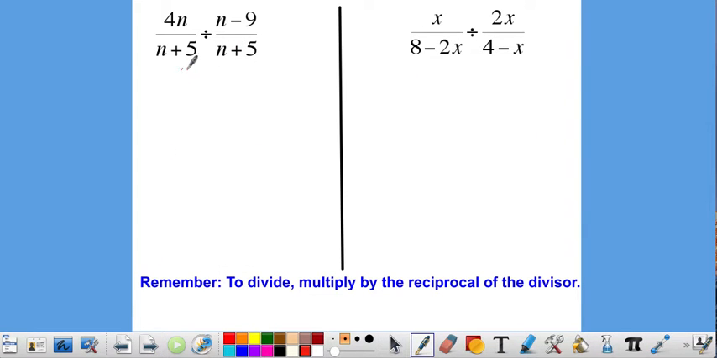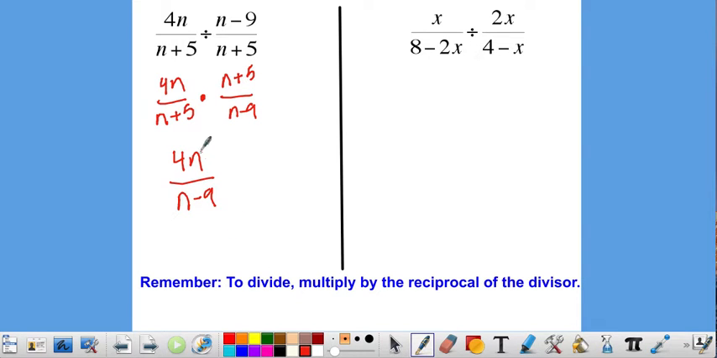So now we're going to do some division. Pretty much the same game, only remember we're going to multiply by the reciprocal to start. So 4n over n plus 5 times n plus 5 over n minus 9. Our n plus 5s are going to cancel, so we're left with 4n over n minus 9.